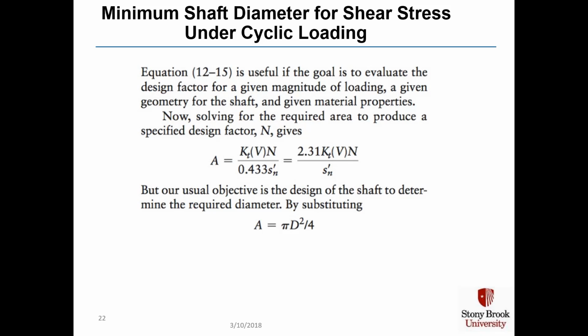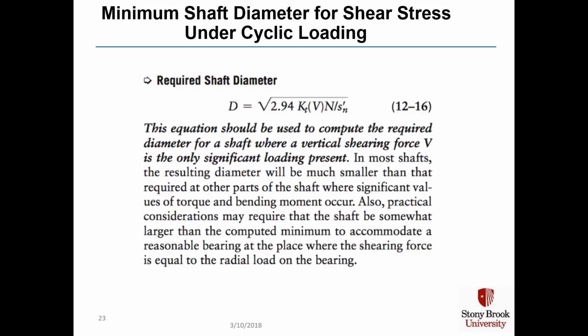And of course, for a solid circle, area A equals pi d squared over 4, where d is the diameter of the circle. And we can do another substitution and wind up with equation 12-16, that the diameter is just the square root of 2.94 times K sub t times the vertical shear times n, divided by S prime n. And this is a pretty useful equation to compute the required diameter for a shaft where a vertical shear force is the only significant loading present.